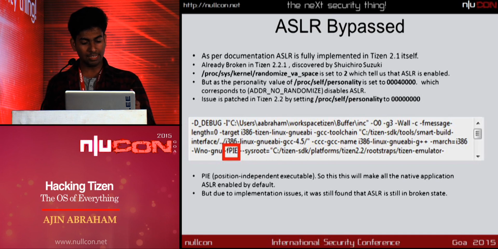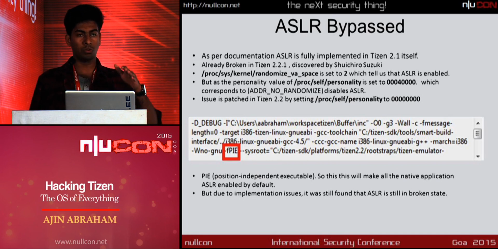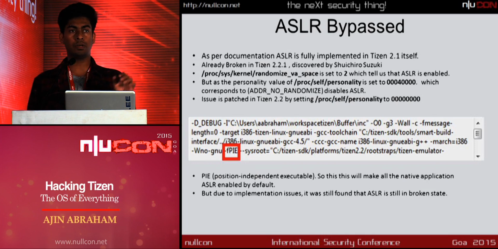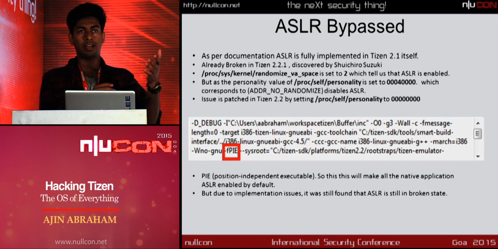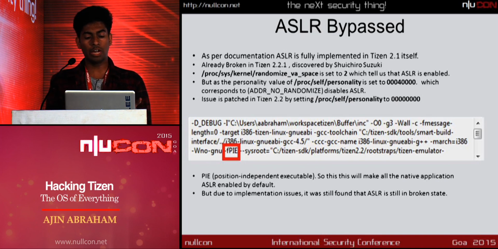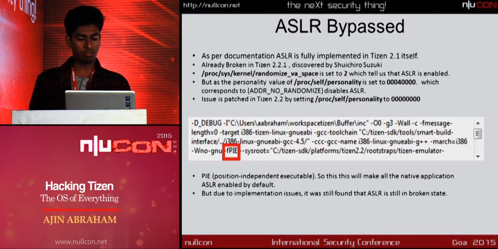But there is something called the personality value. If you see the /proc/self/personality value, it was set to 0040000. If you check the personality.h file over the internet, this value corresponds to ADDR_NO_RANDOMIZE. So by default they were disabling ASLR. But it was patched in Tizen 2.2, which is my focus. They set this value to something like all zeros, and it was not documented there. I was not able to find what it corresponds to.